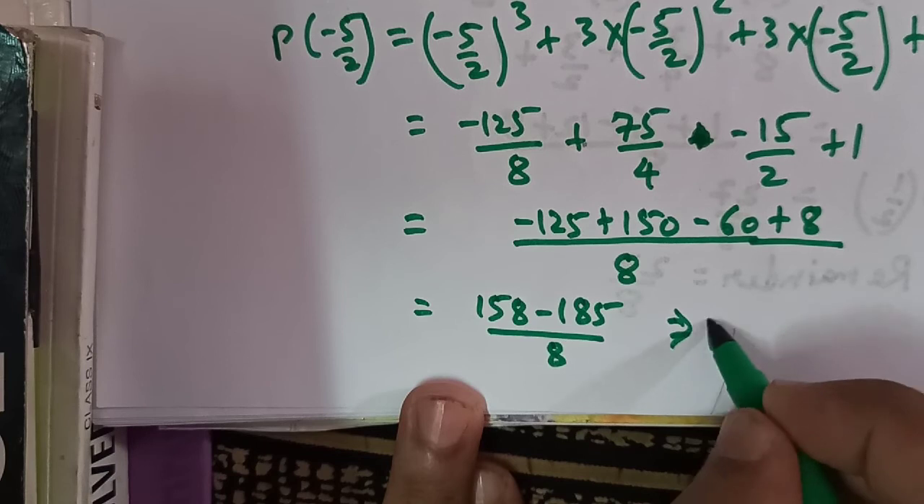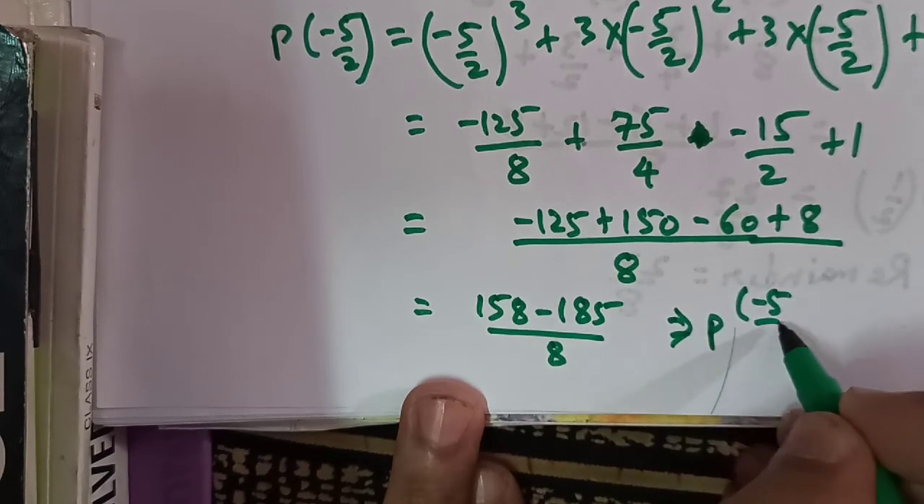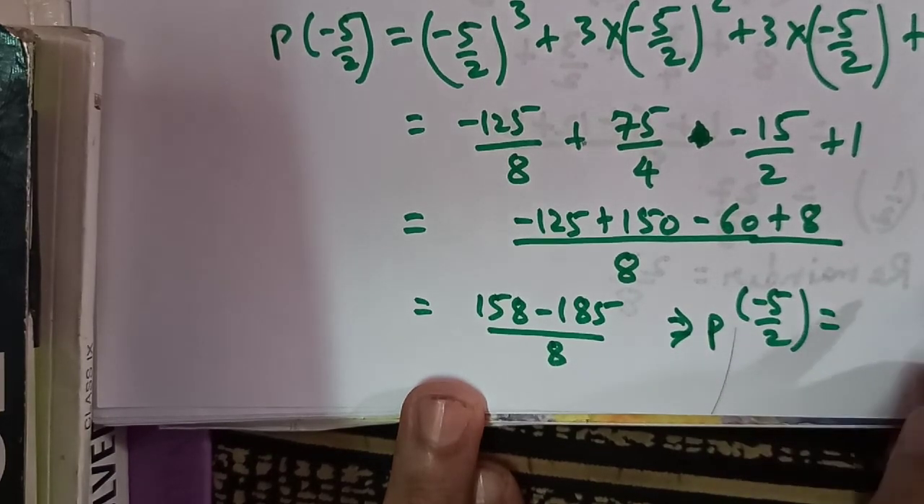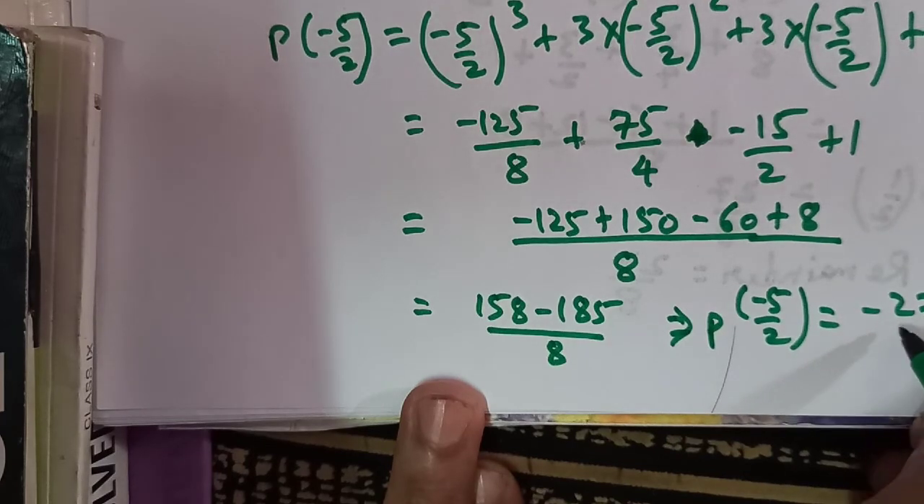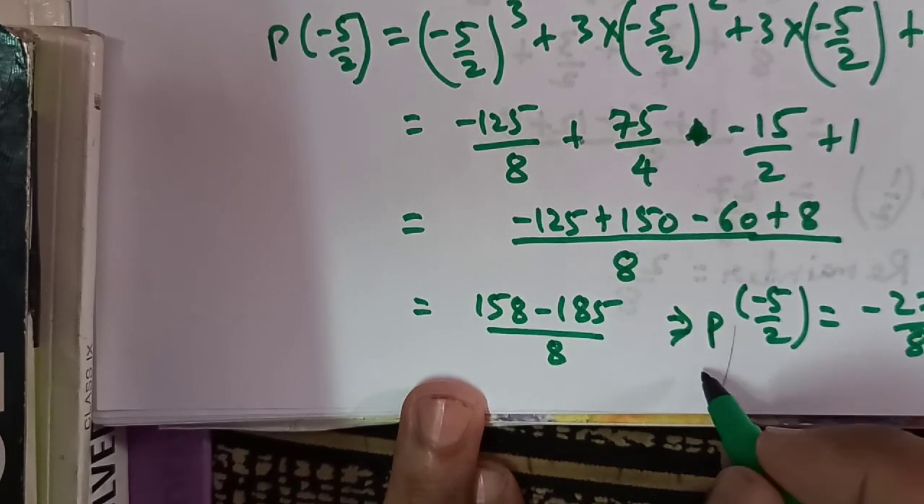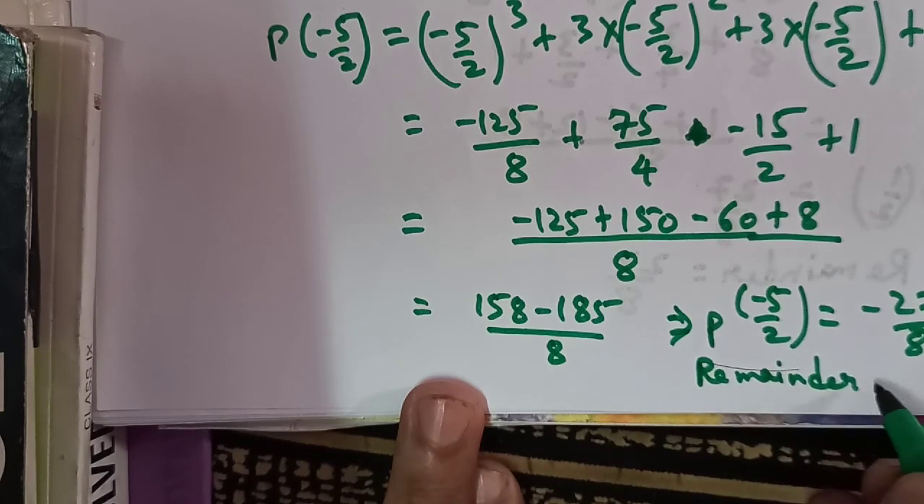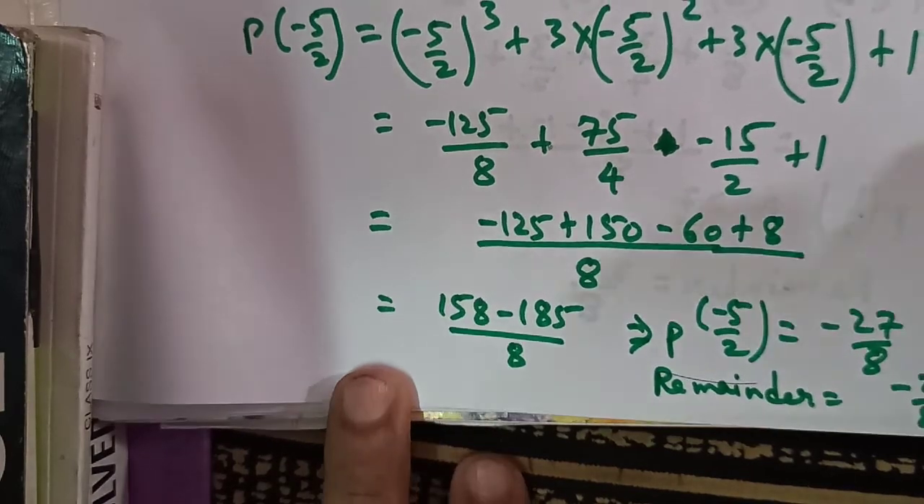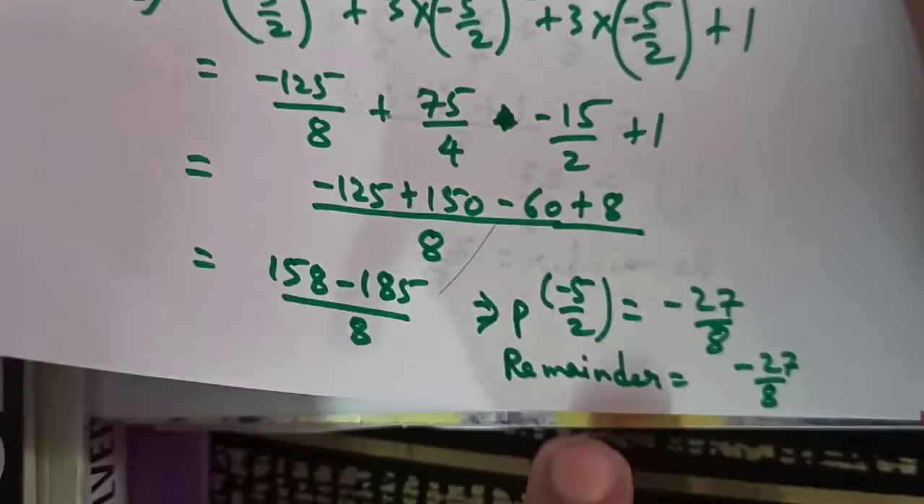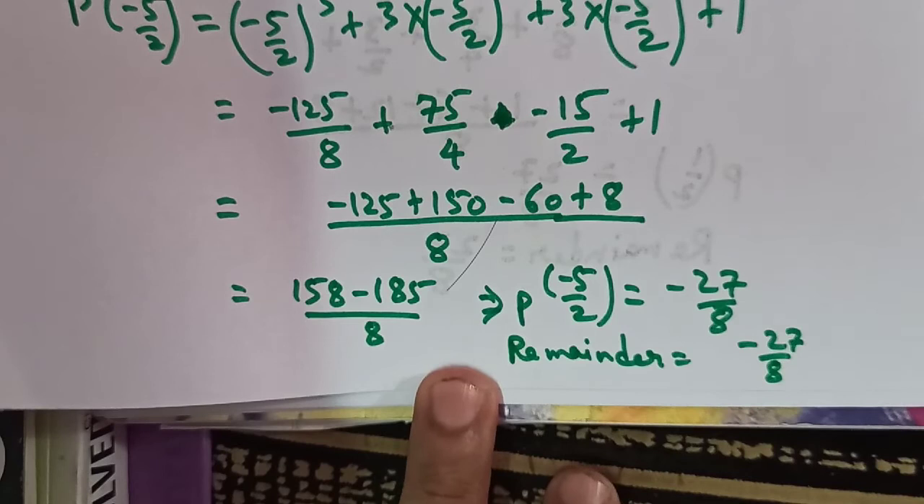So p(minus 5 upon 2) is equal to minus 27 upon 8. That is the remainder of the given polynomial. The remainder of the polynomial is minus 27 upon 8.